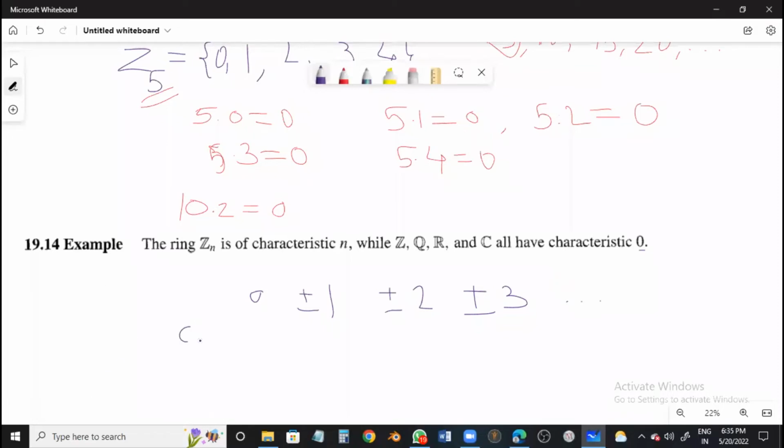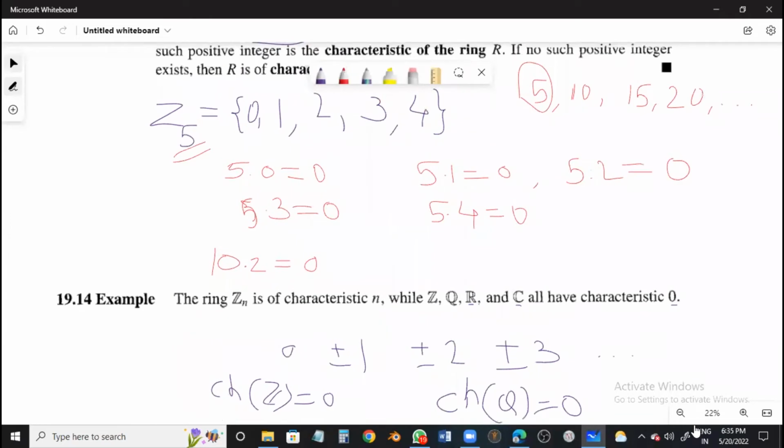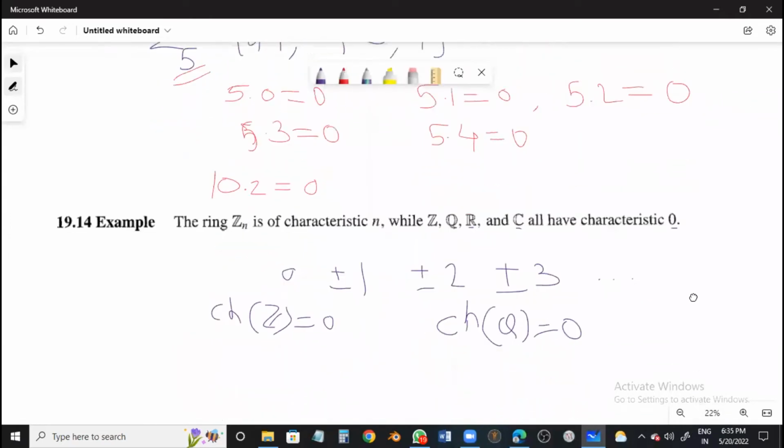I would like to write: characteristic of Z is 0. Characteristic of Q is 0. Characteristic of R is 0, and that of C also is 0. Okay, now I would like to proceed to the next, but I want all those things written in your notebook.